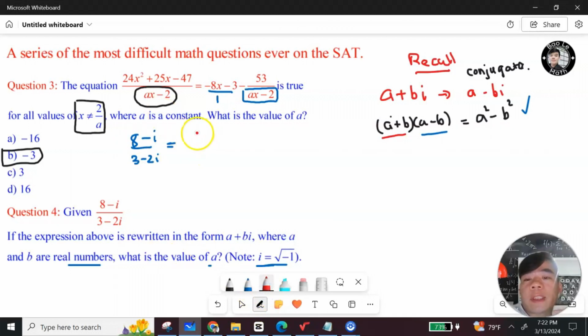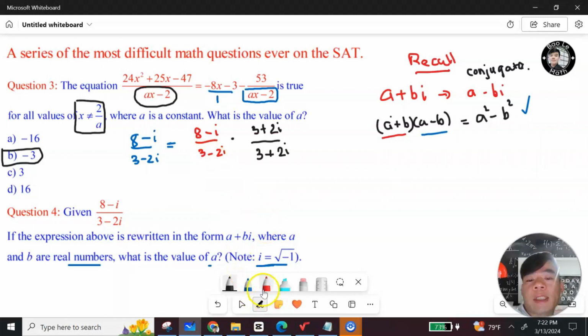Basically I just rewrite the top, 8 minus i, and I rewrite the bottom, 3 minus 2i. So I multiply the top and bottom by its conjugate. The conjugate of 3 minus 2i should be 3 plus 2i. If you multiply the top and bottom by the same amount, the expression remains unchanged. So keep that in mind. It doesn't matter.